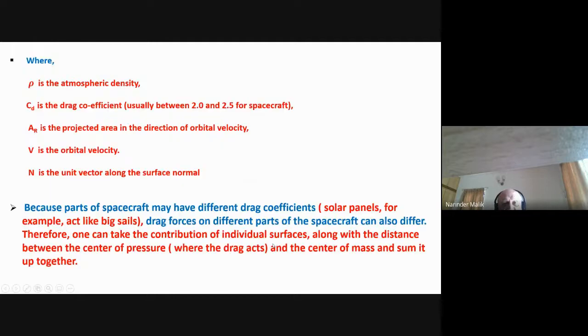I think I have already said, parts of the spacecraft may have different drag coefficients; solar panels, for example, act like a big sail. Drag forces on different parts of the spacecraft can also differ. The drag coefficient is different, the surface properties are different. So you have to compute for each element and sum it up. Therefore, one can take the contribution of individual surfaces along with the distance between the center of pressure, where the drag acts, and the center of mass, and sum it up.